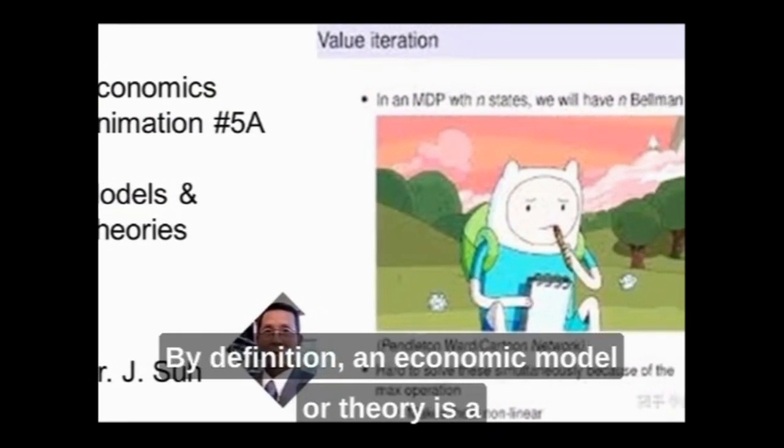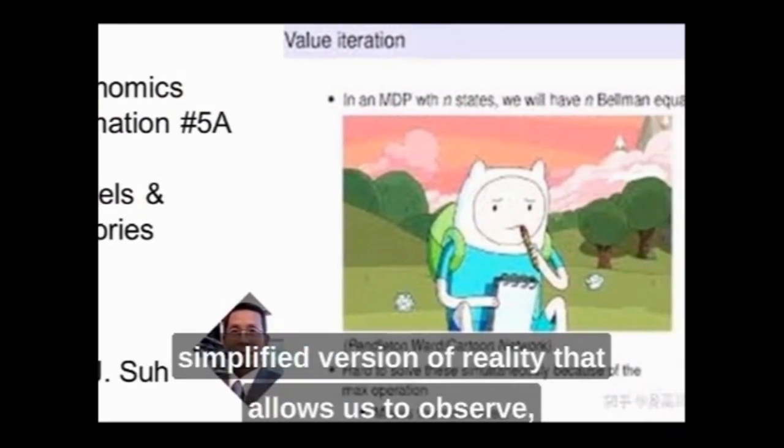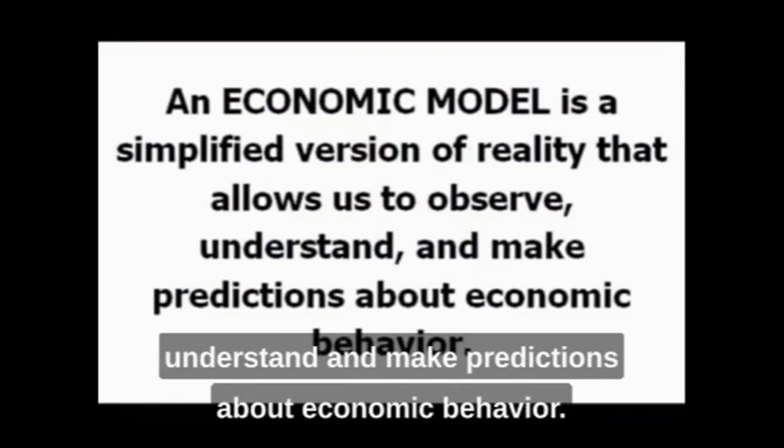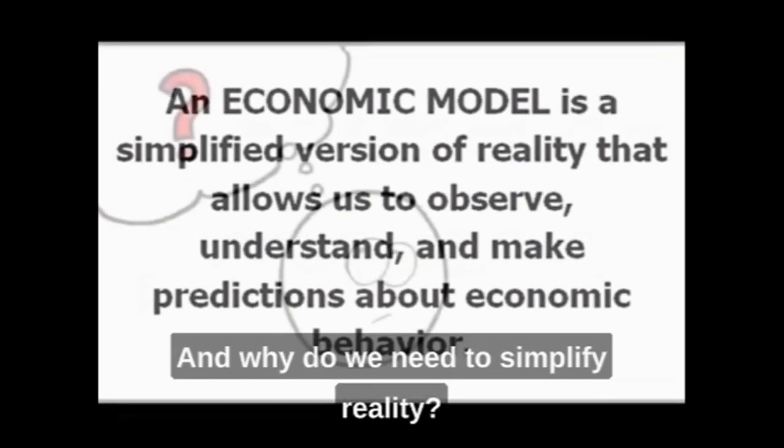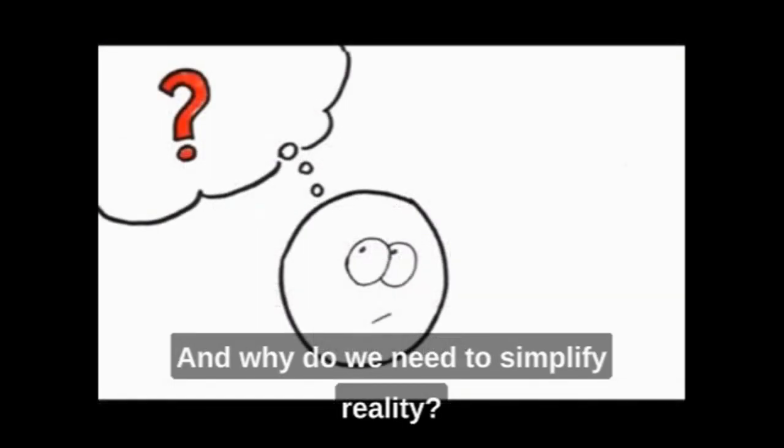By definition, an economic model or theory is a simplified version of reality that allows us to observe, understand, and make predictions about economic behavior. Well, what does this mean? How does it apply to us, and why do we need to simplify reality?